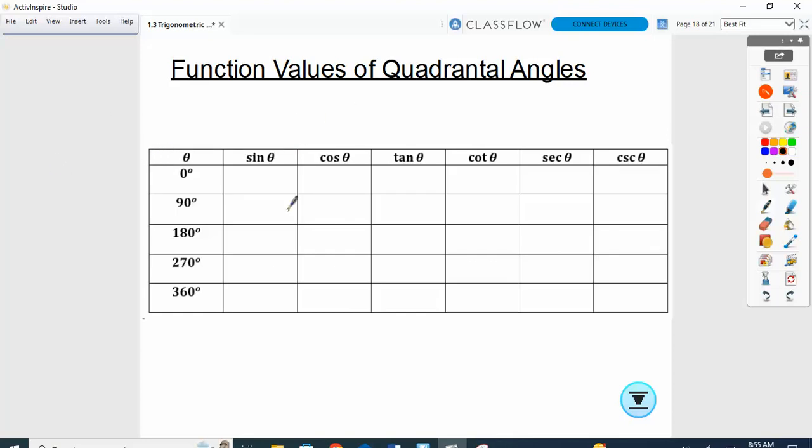These quadrantal angles come up a lot, and we will use them so much that it's helpful if we can figure out their values. So the first one I want to talk about is 0 degrees. So 0 degrees means you don't go anywhere. So basically, you start and stop right here. Okay. We know that sine is y over r.